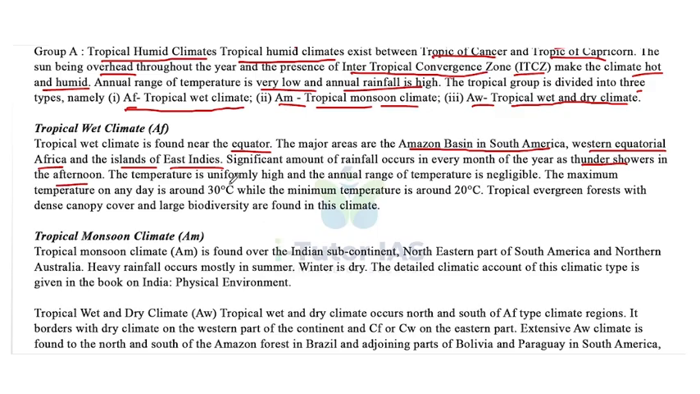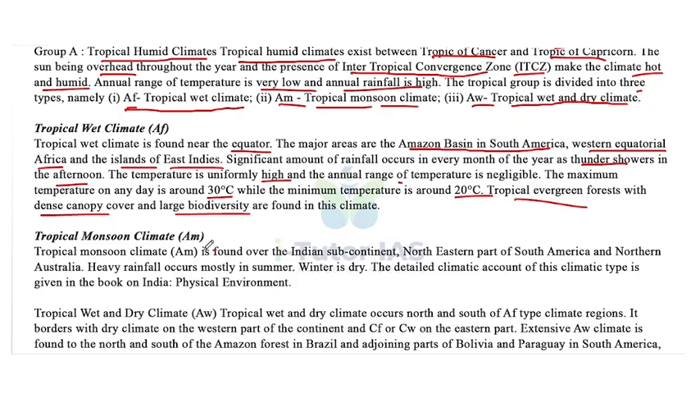The temperature is uniformly high and the annual range of temperature is negligible. The maximum temperature on any day is around 30 degrees Celsius, while the minimum temperature is around 20 degrees Celsius. Tropical evergreen forest with a dense canopy cover and a large biodiversity is found in this climate. So these are some of the specialities of this type of climate, that is tropical wet climate.